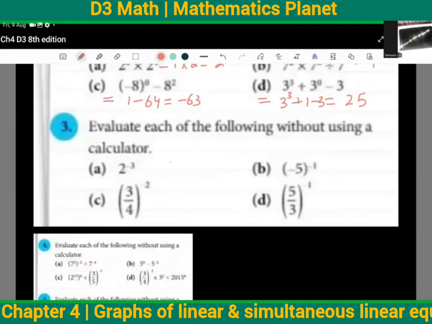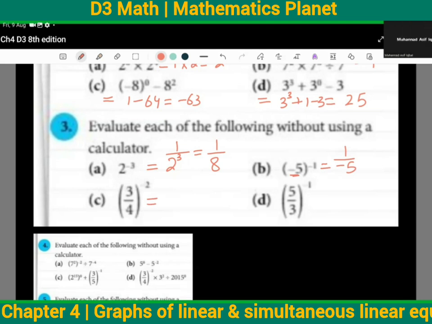Yes, Alia. If the power is negative, you will take it in the denominator and make it positive. So it will be 1 over 2 to the power 3, which is 1 over 8. Okay. Alia, now solve part b. It will become 1 upon 5. Minus 5. This negative sign is not going to affect. Okay, part c.